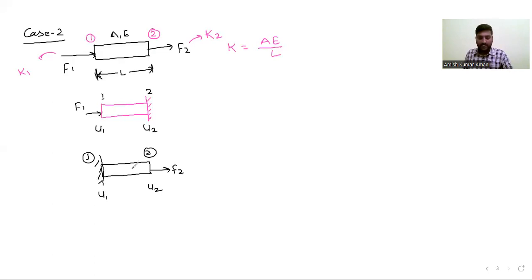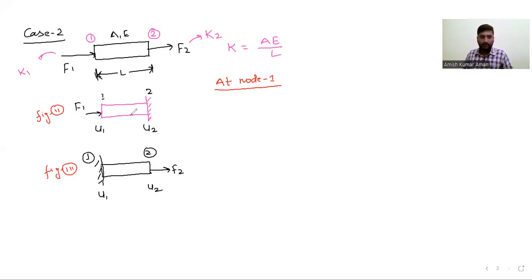So now we are going for node 1, considering these two figures only. Let us mark this as figure number 2 and figure number 3, and this is your figure number 1. So considering figure number 2 and 3, we are going to analyze node number 1.